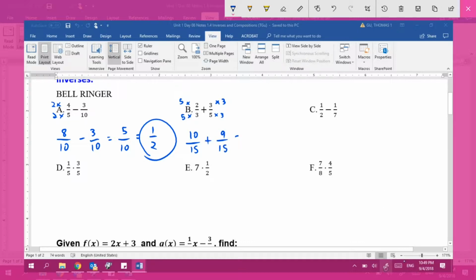So now we're just going to add straight across. 10 plus 9 is 19. And the denominator stays the same when you're adding and subtracting fractions. So 19 over 15.